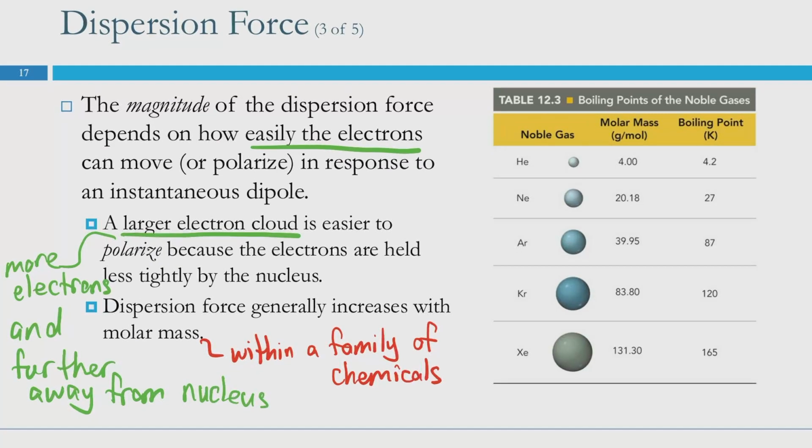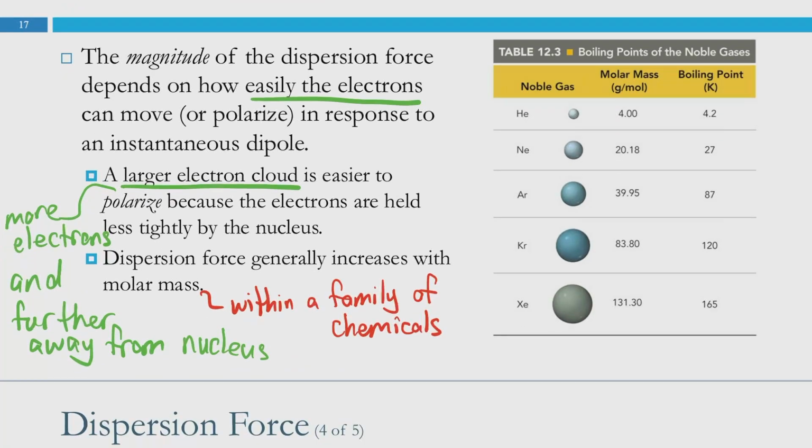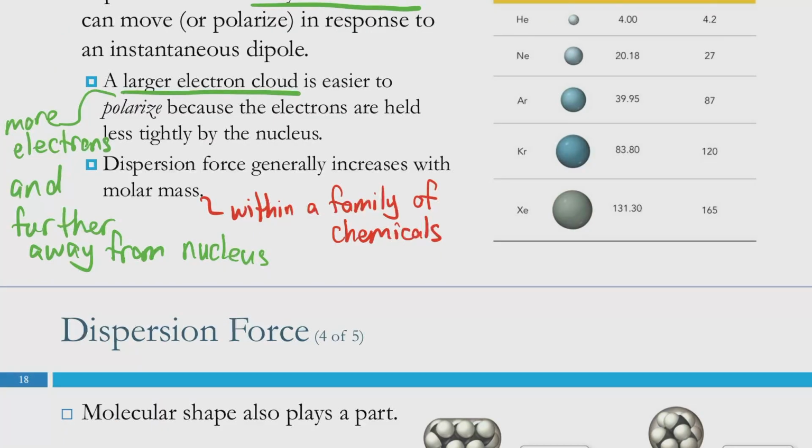Another time that we can use this trend of molar mass is if we're comparing similar types of compounds, so hydrocarbons: methane, ethane, propane, butane, etc. Things that are just hydrogen and carbon. Those will also have similar chemical properties, and as we add more carbons and hydrogens, they get bigger, and so the boiling point also goes up.